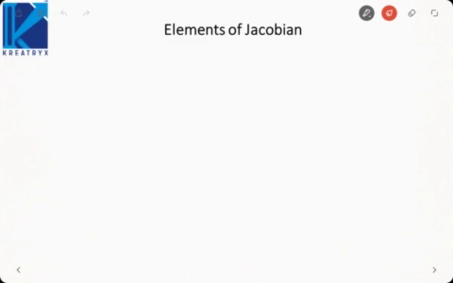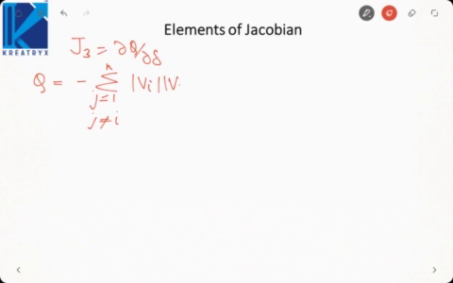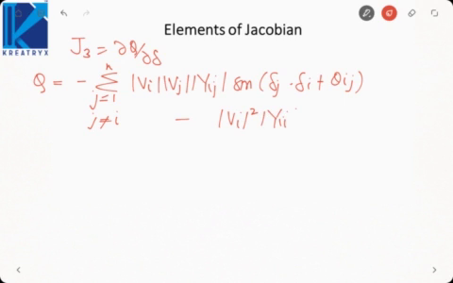Now let us calculate the elements of J3, which is equal to ∂Q/∂δ. So let me write the equation of Q. Summation j equals 1 to n. Let me separate the ith term: |Vi||Vj||Yij| sin(δj − δi + θij) minus |Vi|² |Yii| sin(θii).